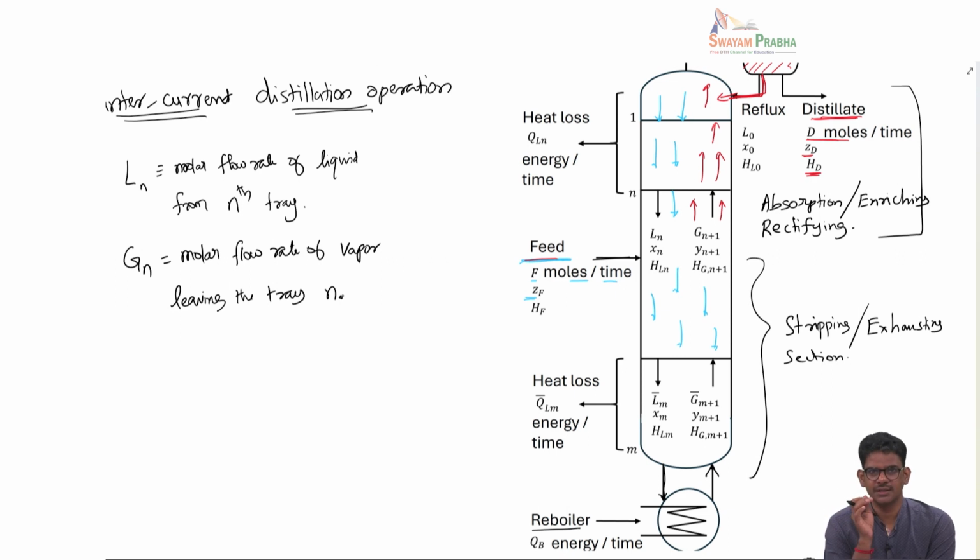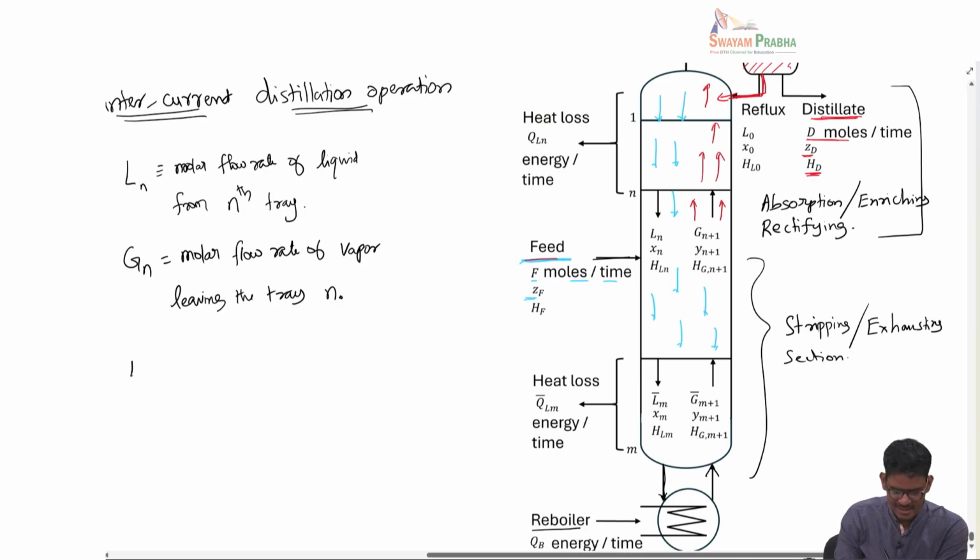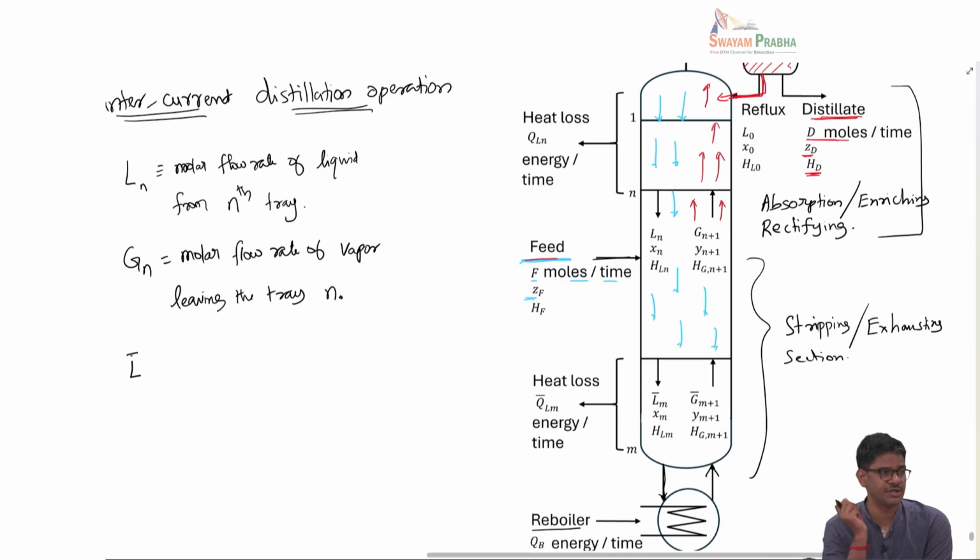Now if you look at the trays below the feed, the flow rates will drastically change because the feed will add some amount of liquid or vapor. Okay, there's a drastic change in the flow rates of liquid and gas at the feed tray. So we are going to use a notation L bar to denote the liquid flow rate in the stripping section. So the entire column is actually looked into two sections: absorption section at the top, stripping section at the bottom. In these two sections, because feed is introduced somewhere in between, the flow rates are different now. So you would like to distinguish that.